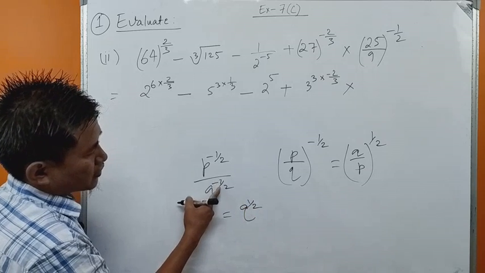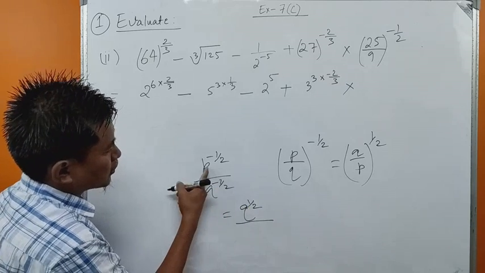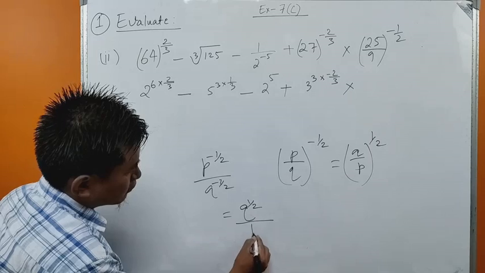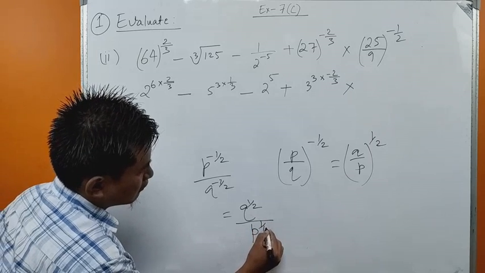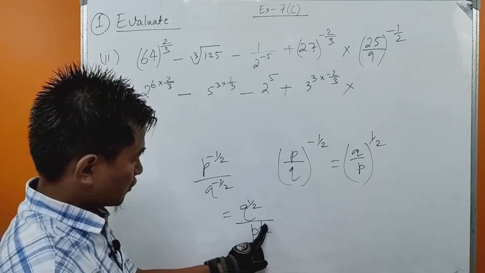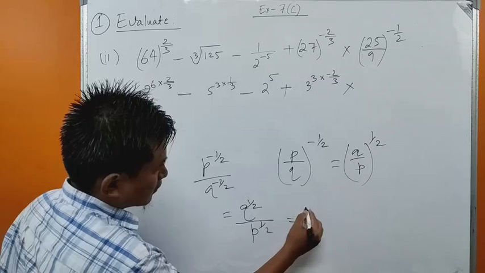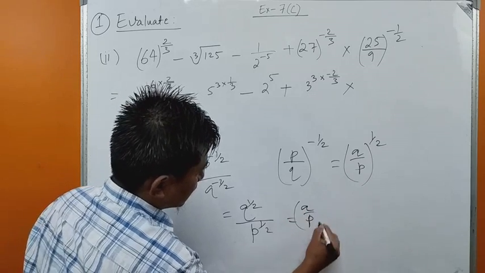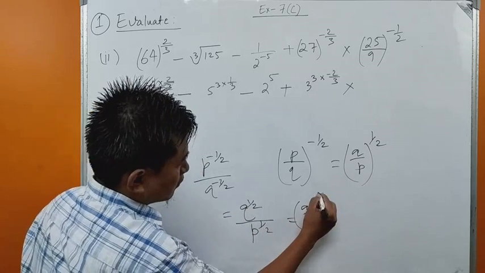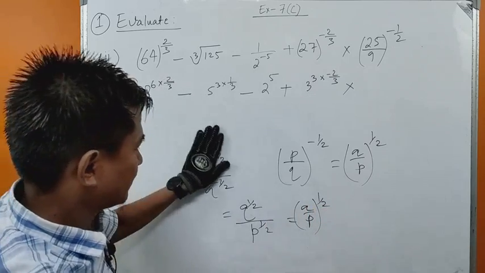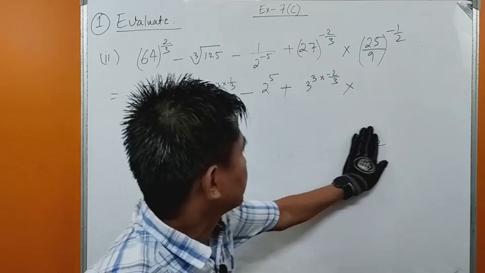This minus power changes to plus, okay? This p to the power minus 1 by 2 we take to the denominator, p to the power 1 by 2. So q upon p, same power, you can write q upon p whole to the power 1 by 2. Isn't it? I hope you got this.